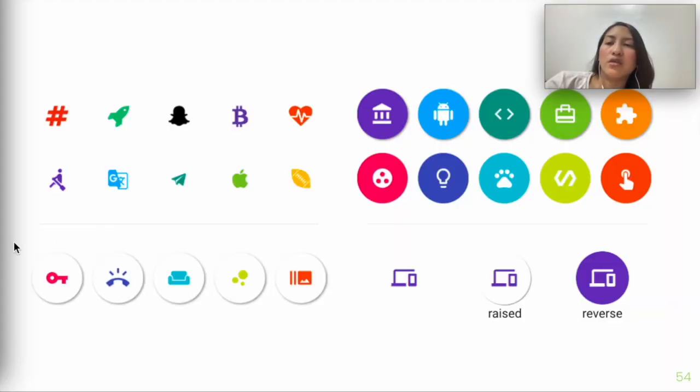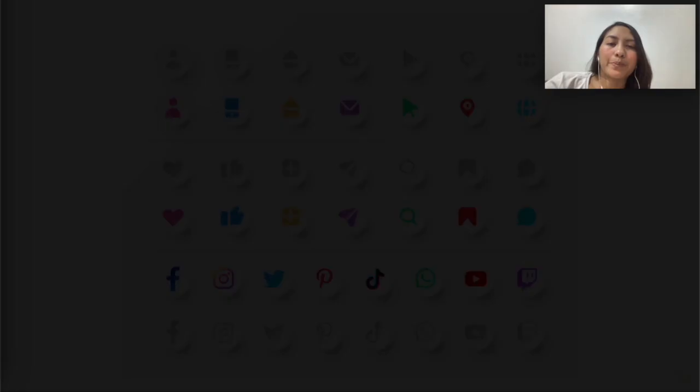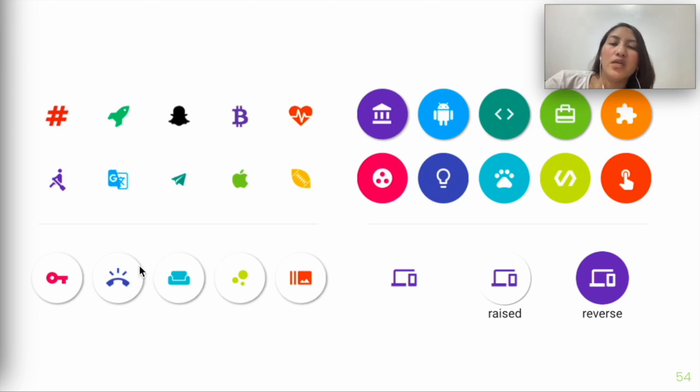Also, icons have different palettes. Some icons you can play with colors, but some icons you have common colors for that particular icon family. So this one we know that this is for calls, right? And some others signify a quite complicated meaning.